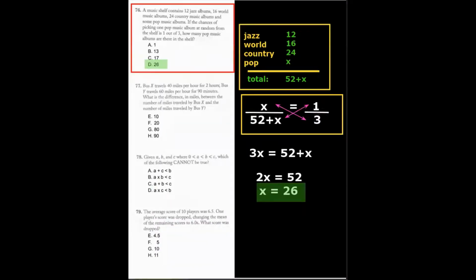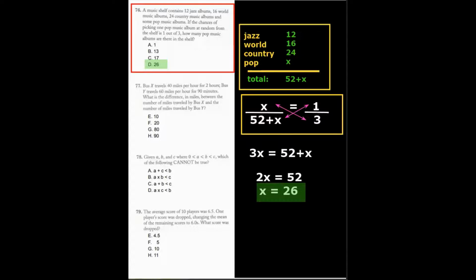Question 76. A music shelf contains 12 jazz albums, 16 world music albums, 24 country music albums, and some pop music albums. If the chances of picking one pop music album at random on the shelf is 1 out of 3, how many pop music albums are there in the shelf? Well, based on the given information, jazz is 12, world 16, and country 24, and then pop is the unknown amount of music albums. So there's 52 albums of music plus X.